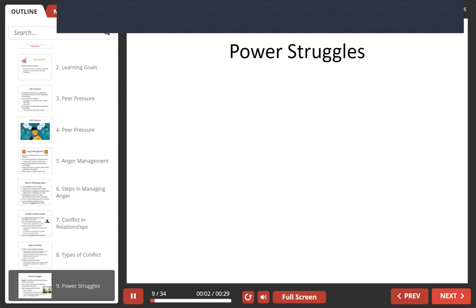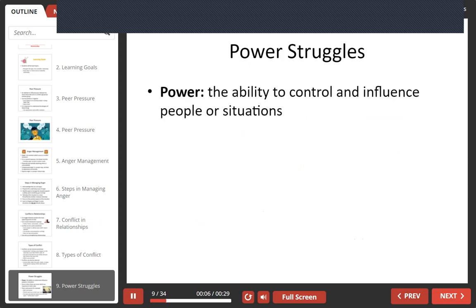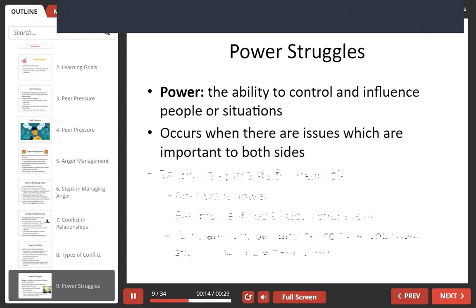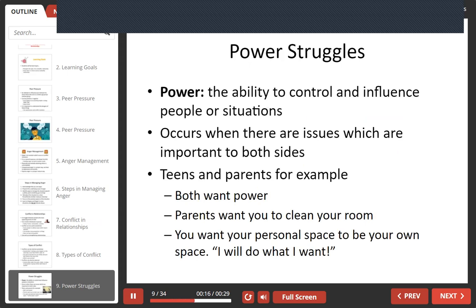Power struggles are one of the most pressing issues within relationships. Power is the ability to control and influence people or situations. It occurs when there are issues which are important to both sides. Teens and parents, for example, may experience power struggles. Both of them want power. Parents want you to clean your room, and you want your personal space to be your own space. You say, I will do what I want.